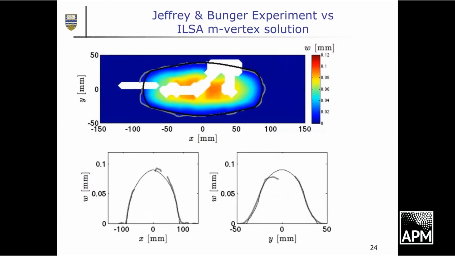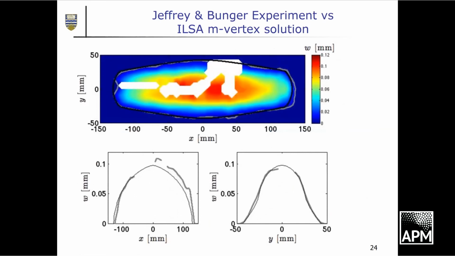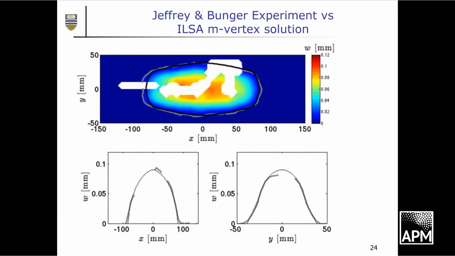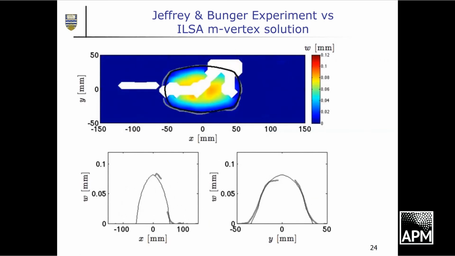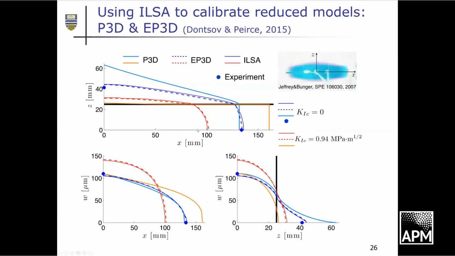So here are just some animations. This is a comparison with an experiment in the viscous regime. You can see the black line is the numerical, the gray line is the experiment. If you put M and K, toughness and viscosity, we can get pretty accurate solutions. Here you get more viscous propagation, here you get more toughness propagation as the toughness increases. This enabled Jaeger to actually make the classic P3D model much more accurate.